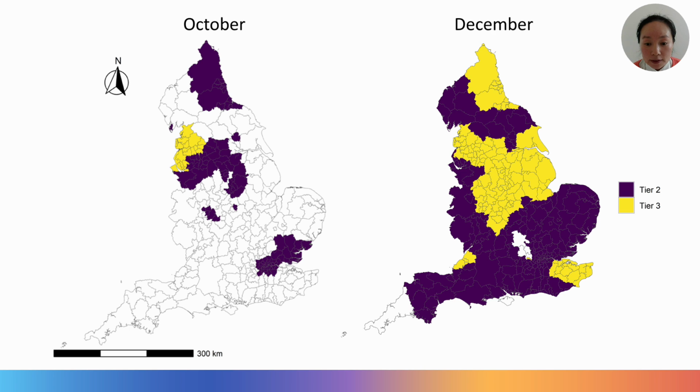These two maps show the Tier 2 and Tier 3 areas in October and December 2020 in England. Tier 2 and 3 were high alert and very high alert areas back then. Tier 3 were more restrictive compared to Tier 2, with more restrictions on social interactions and the hospitality sector.